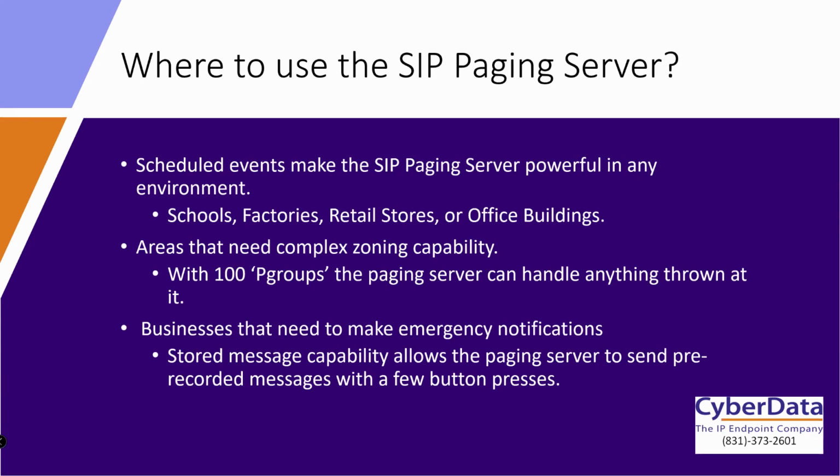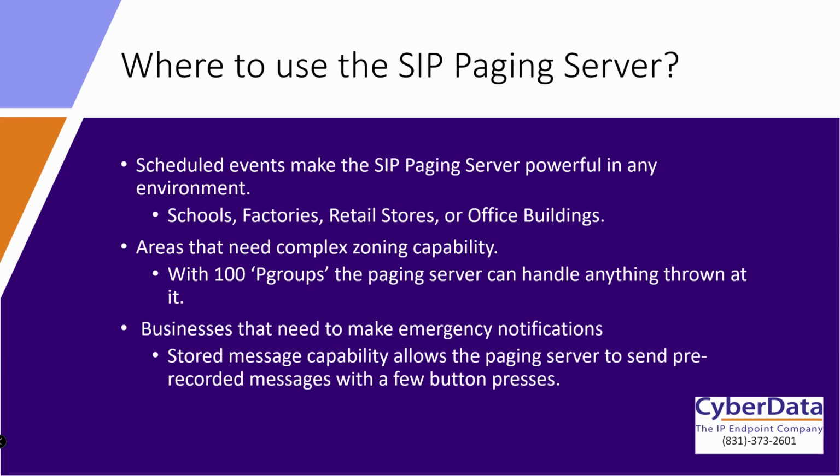It's also really good for places that need to be able to do complex zoning. Because of the 100 different page groups that the paging server is capable of, it can really handle just about any task. I've never spoken with a customer that actually needs more than 100 zones. I'm sure there's probably people out there that think they do, but I don't think it's realistic, and I think 100 zones is more than anybody would ever actually need.